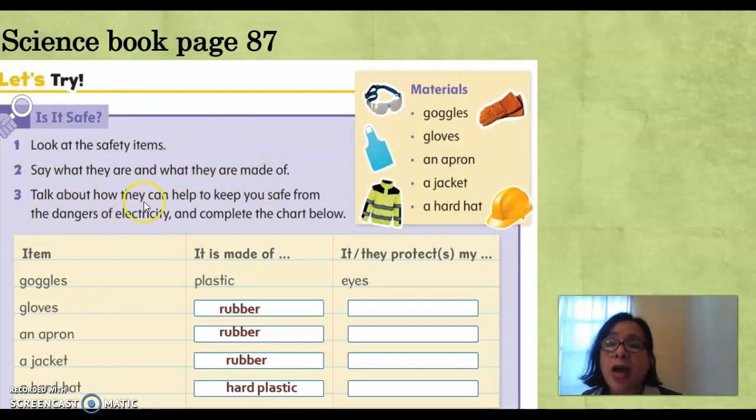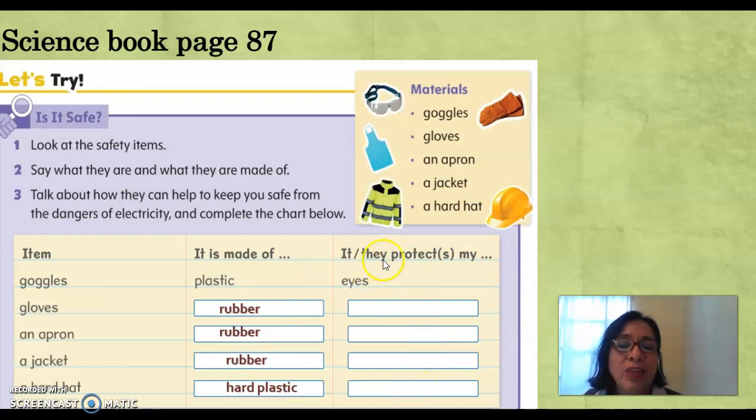Talk about how they can help to keep you safe from the dangers of electricity, and complete the chart below. Gloves, goggles, an apron, a jacket, and a hard hat. You have the items: goggles, gloves, an apron, a jacket, and a hard hat. They are made of plastic, rubber, and hard plastic. I already put the material to help you a little, but you will complete the last chart on your own.